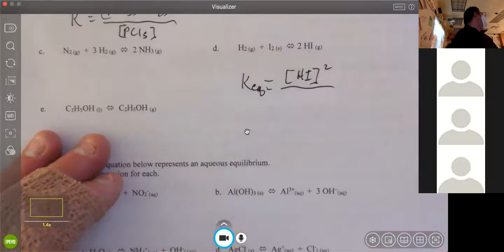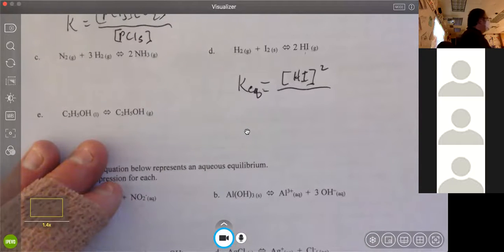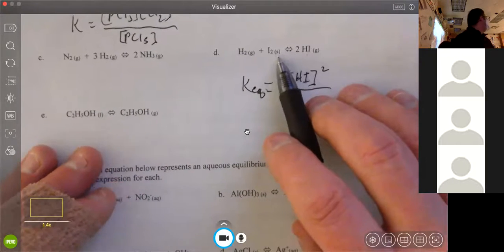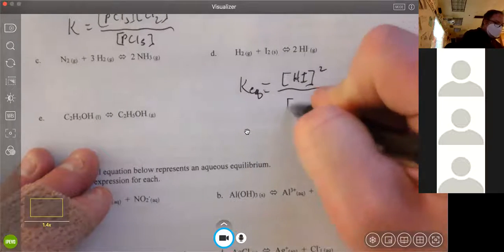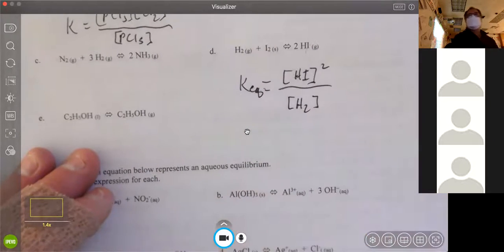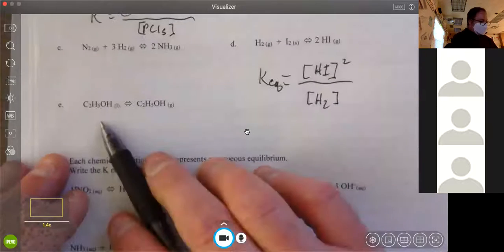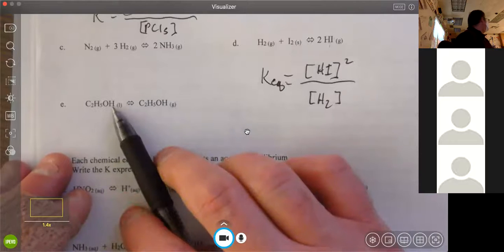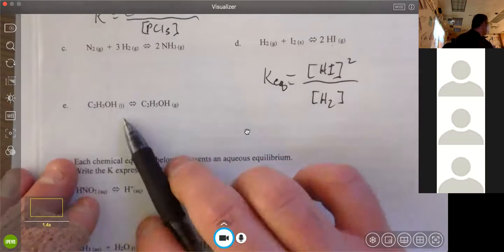So what's not going to be on the bottom here? Iodine, because as we said, it is a solid. So it would just be replaced with what? 1. Those are the things you have to check out. If you don't have one that fits in, then the K sub EQ is just products over 1, right?